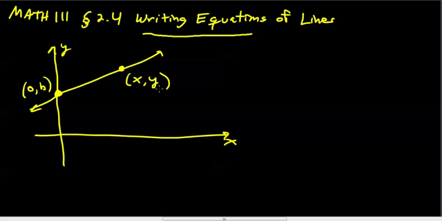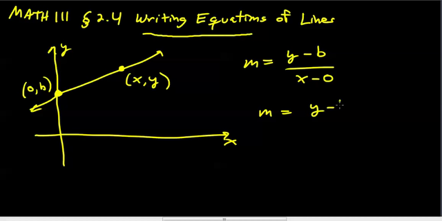Alright, at least in theory I can calculate the slope of this line by taking the difference in the y coordinates over the difference in the x coordinates. So I've got y minus b over x minus 0. That is the slope of this unspecified line. Alright, I can simplify this a little bit. X minus 0 is of course just x in the denominator.